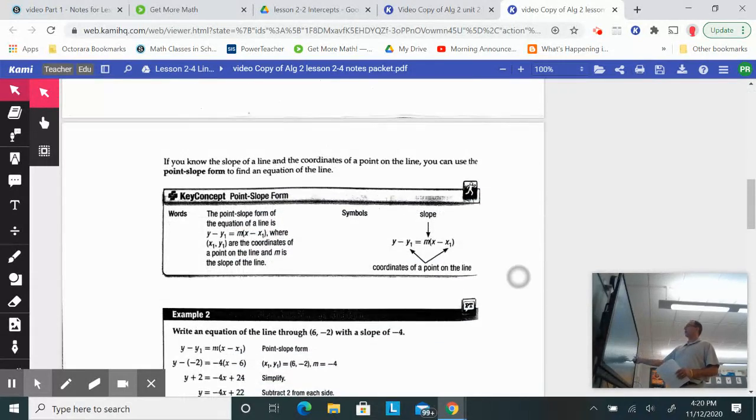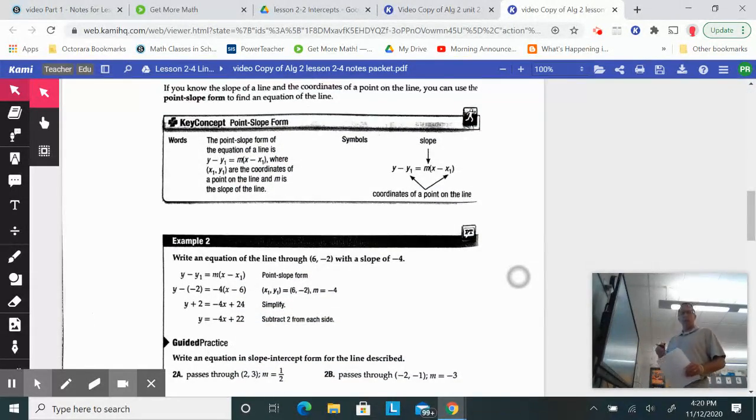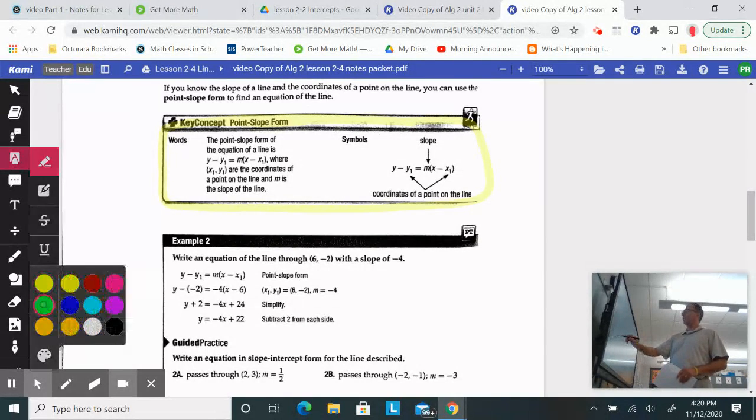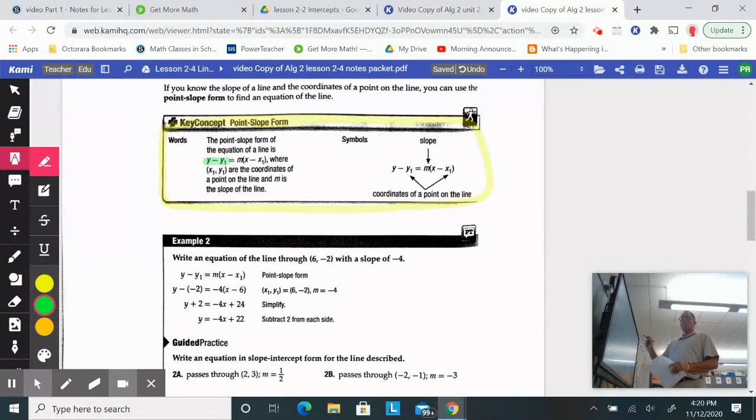I'm going to slide here to the back of that. I'll give you this sheet when you're in class. I'll give you the packet. But right now, we should be looking at point slope form. So in this key concept box, point slope form. Point slope form looks like this. Y minus y1. Y1 is the y-coordinate of a point that's on the line. And it's equal to the slope multiplied by the difference of x minus the x-coordinate of the point that you know is on the line.